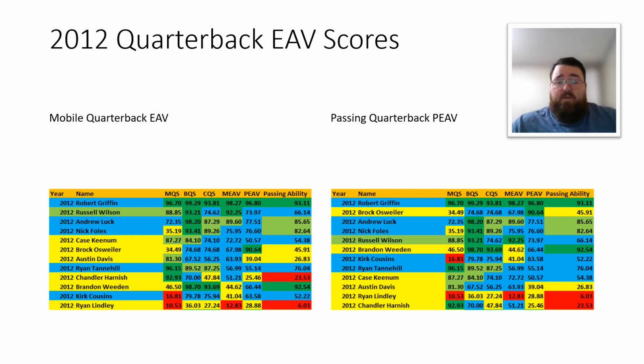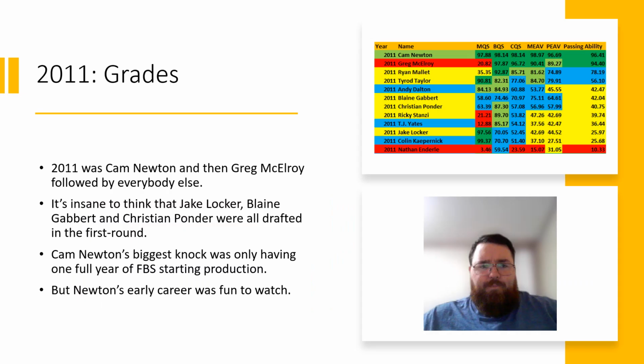The top quarterback was always RG3, based on data, of course, followed by Russell Wilson, followed by Andrew Luck, followed by Nick Foles. Brock Osweiler, of course, was pushed up because of his age, but his overall passing ability in college was terrible. 45.91 is awful. So there was some development there that never happened with him. But that is 2012 in a nutshell.